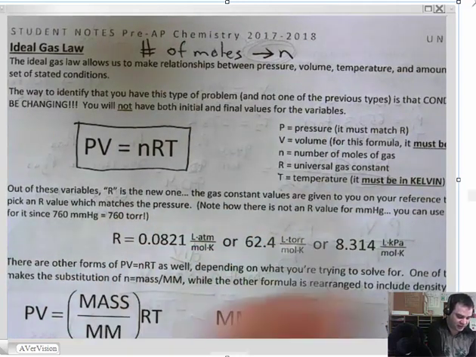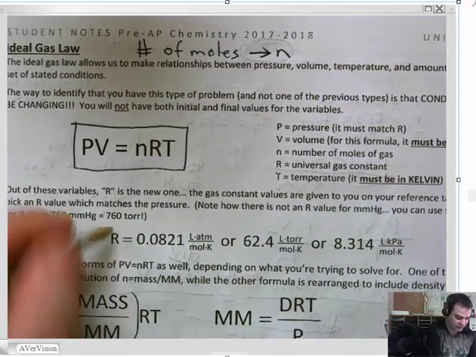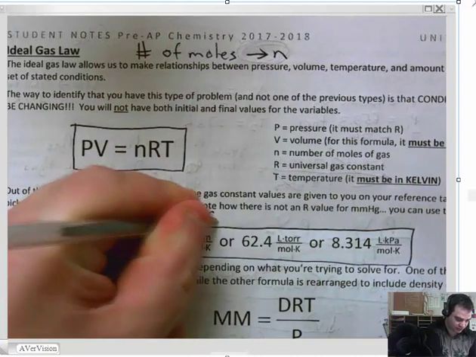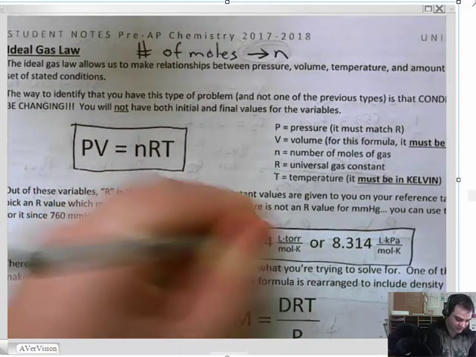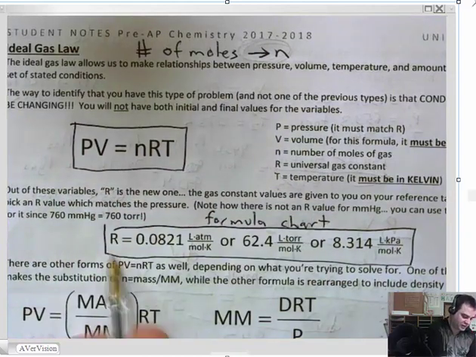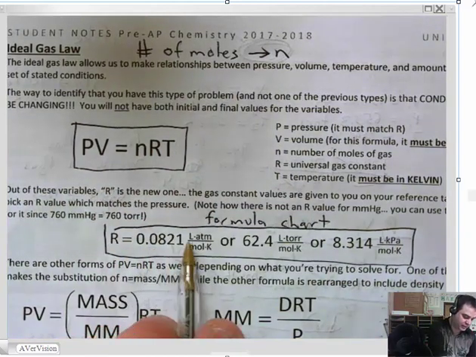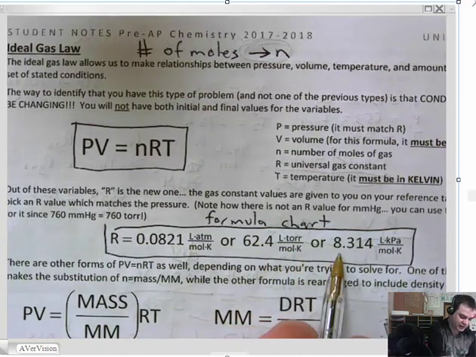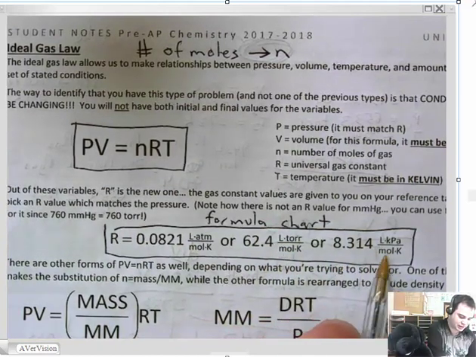R is an ideal gas constant here. This is one of the three R numbers, and they're going to be on the formula chart. You don't need to memorize these. R is equal to 0.0821 liters atmospheres per moles Kelvin, 62.4 liters torr per moles Kelvin, or 8.314 liters kPa per moles Kelvin.